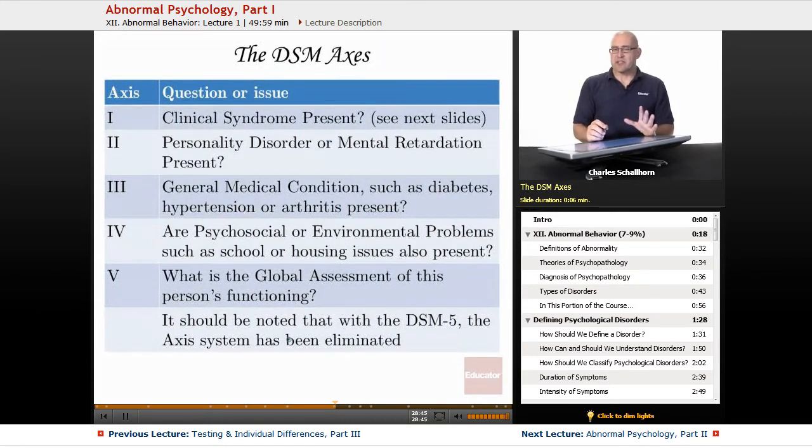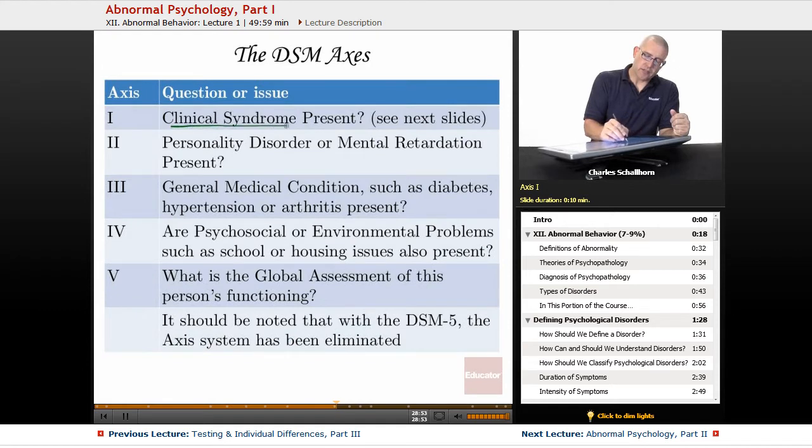Now, there are the axes. It's a 5-axis system. And as a 5-axis system, the first thing is Axis 1 is clinical syndrome. Is a clinical syndrome present? And that's where we're going to see those slides coming up. Axis 2 is: is it a personality disorder, or is there mental retardation present? And yes, they still use the term retardation in official terminology.